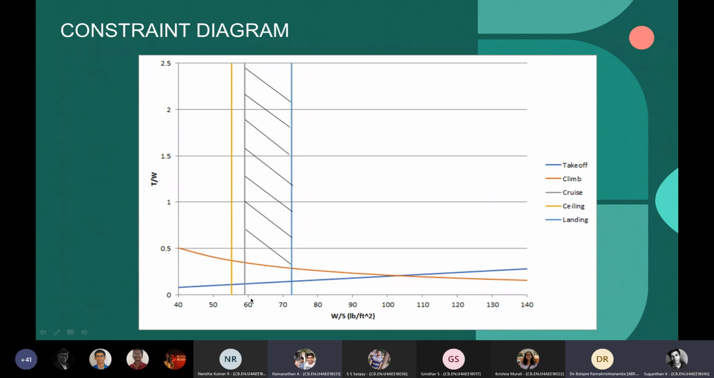I can see cruise velocity or higher climb velocity. Oh yeah, cruise velocity. Or higher ceiling velocity. Sorry, higher ceiling velocity, not cruise.